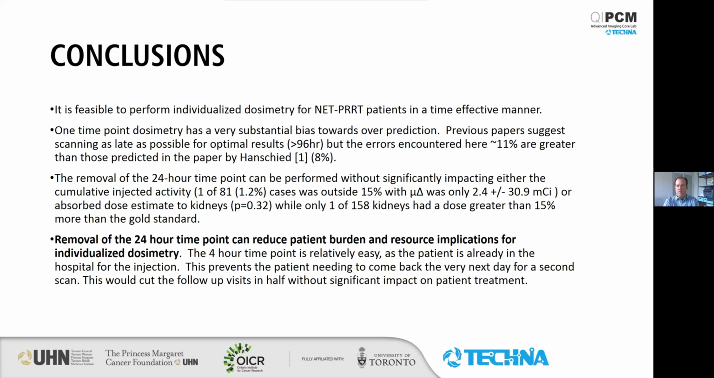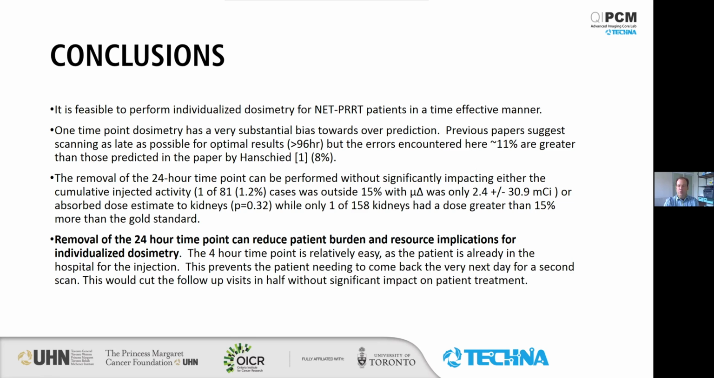This might be because the previous studies mostly suggested using a time point of 96 hours or greater to reduce the error, and we're using 72 hours because that's the data we had. But our error was slightly higher than those published in the report, which would have expected about 8% error where we see 11. As such, if we used 1 time point dosimetry, we'd be worried that we would have an under-treatment of our patients.